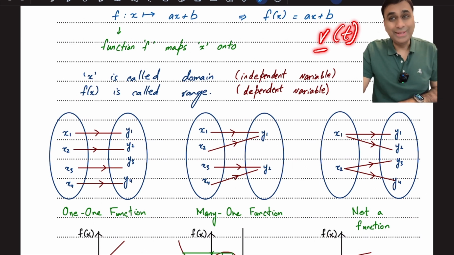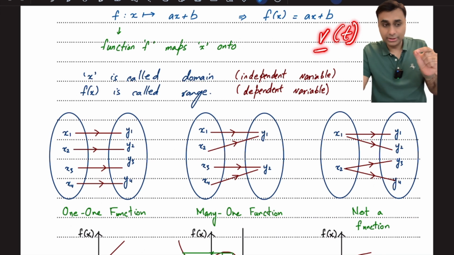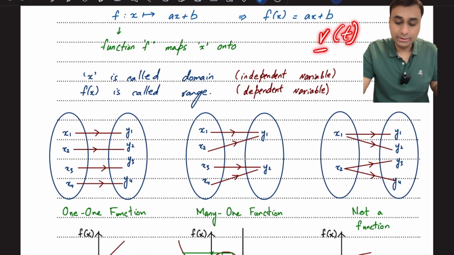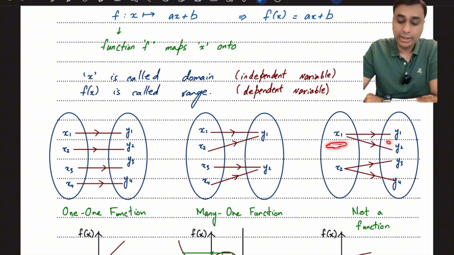But can you think of a possibility that a single value of time has many speeds? At one particular time, a car cannot have multiple speeds. So that means one domain cannot have multiple ranges.